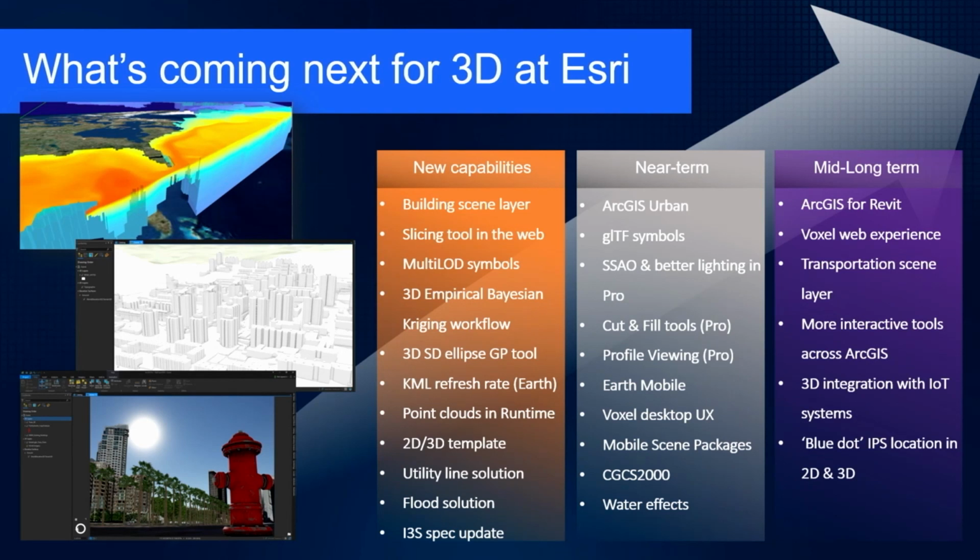We are planning to take the voxels and move them to the web. We're looking at a transportation scene layer. There's a lot more interactive tools that are planned. We definitely have plans for integration with IoT. And for those of you who picked up on the acquisition of the Indoor.rs company, that's part of the ArcGIS Indoors product, the long-term plan, hopefully not too long-term, with that Indoors tech, which is an indoor positioning system SDK, basically. The goal is to move it into the platform.